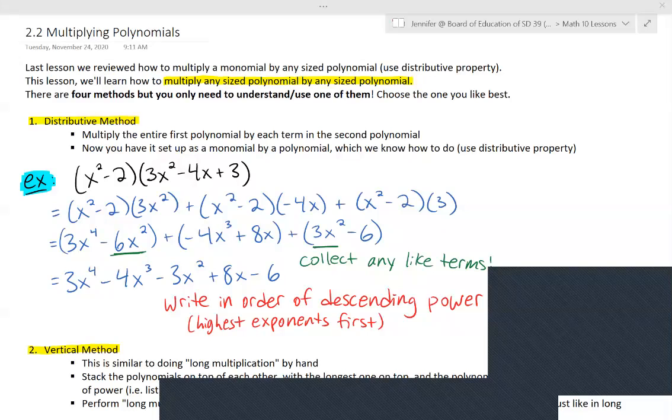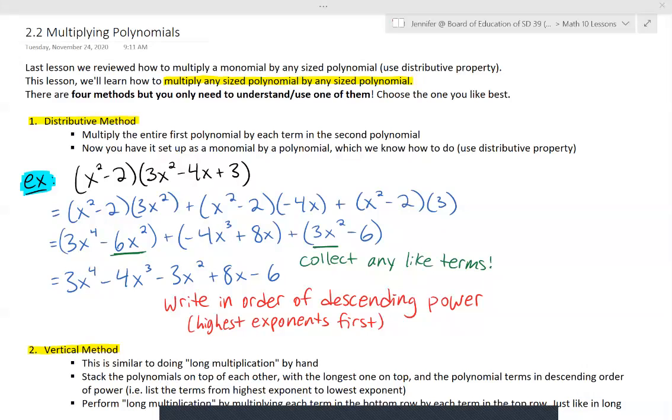This is lesson 2.2, multiplying polynomials. In the last lesson, we looked at how to multiply a monomial by any size polynomial. This is also what you did in Math 9, and we just used the distributive property to do these simple multiplications. In this lesson, we're going to learn how to multiply any size polynomial by any size polynomial.